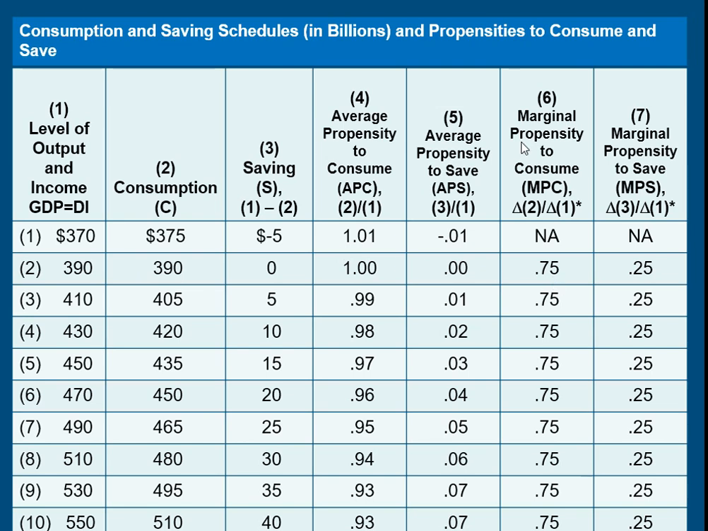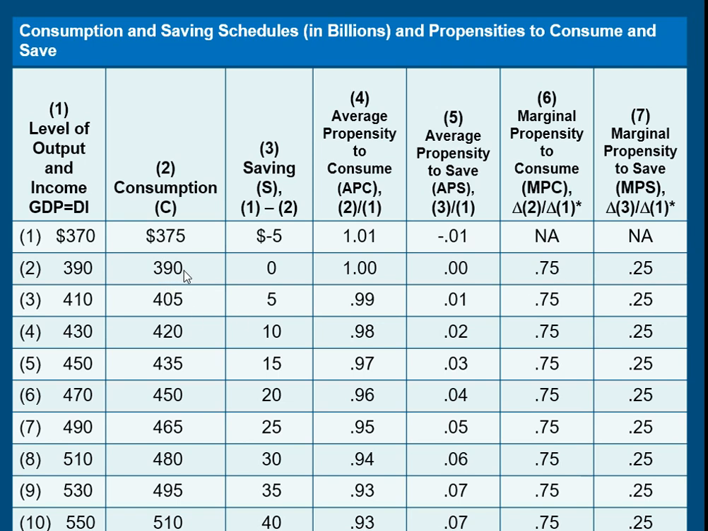The next one is marginal propensity to consume. As we discussed earlier, marginal propensity to consume is equal to change in consumption due to change in income. So the change in consumption from this point to this point is 15, and the change in income from this point to this point is 20. So when we divide 15 by 20, it will give us MPC.